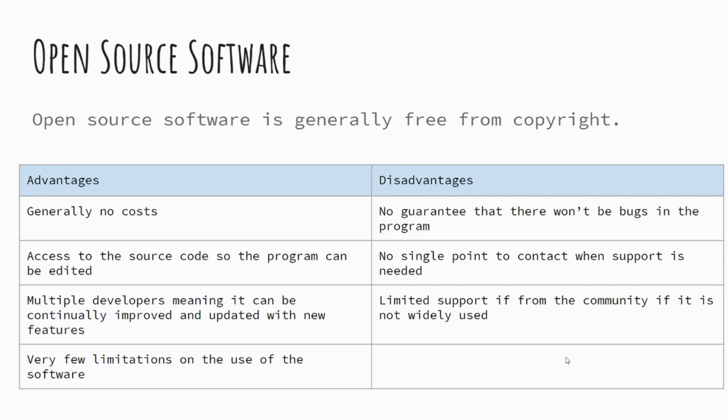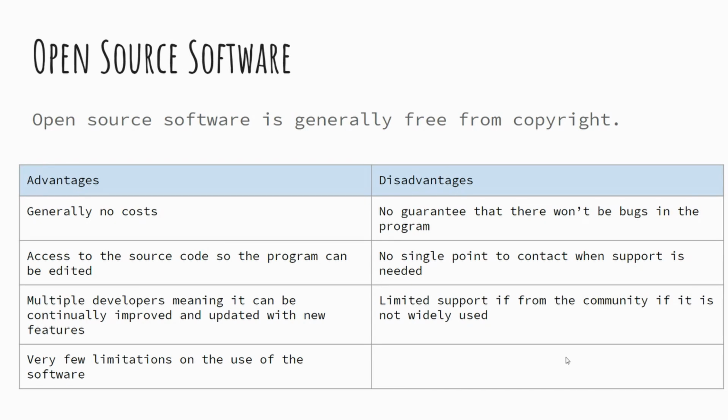There's no single point of contact when support's needed. Because there's no mass organization running necessarily the software, and it might be a community-made project, when it comes to an issue with the program, you've not necessarily got someone to go to. And if you can even go to someone, because they're not necessarily generating any money from this, they may not see it as a priority to come and sort that problem.